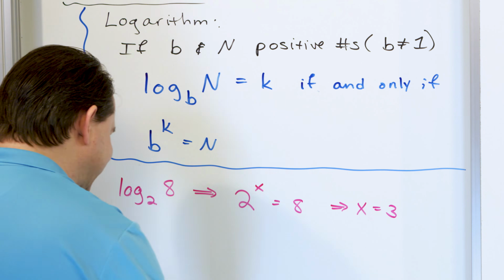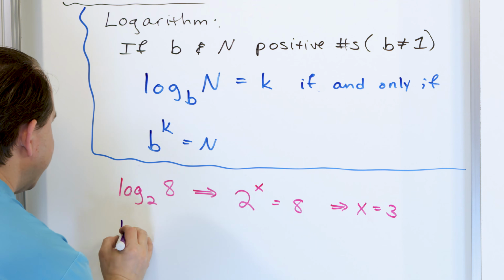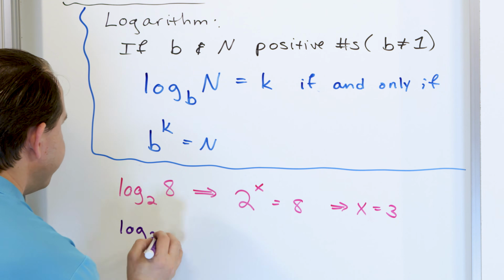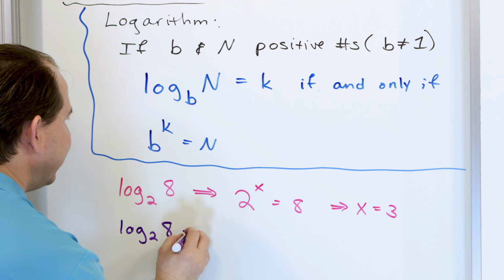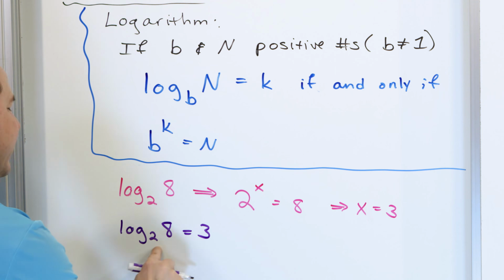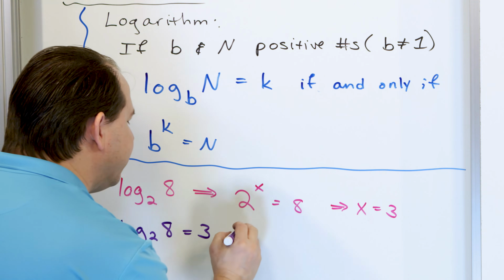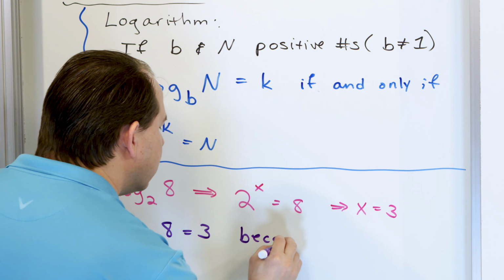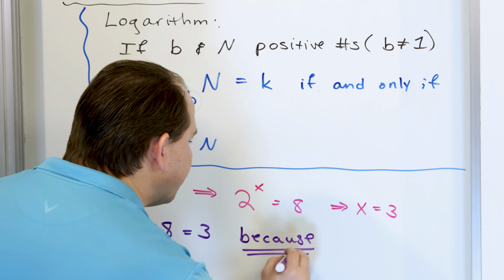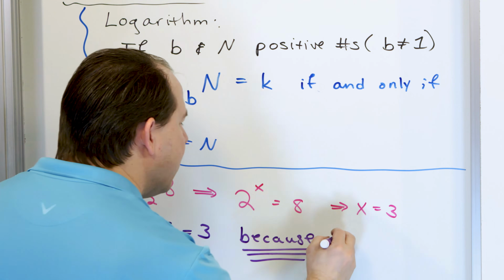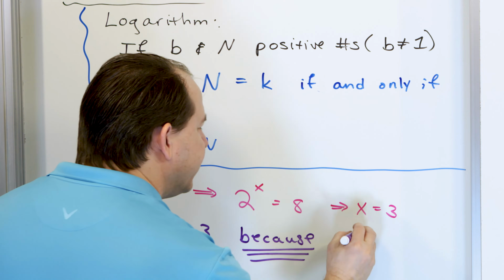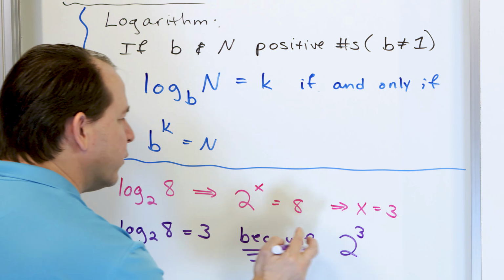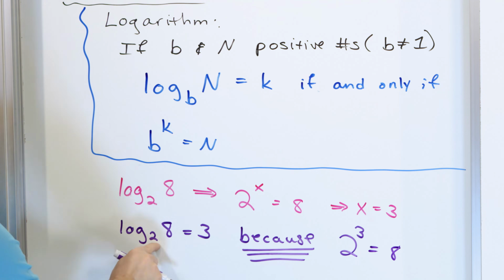So what I've basically said here, and just stay with me, is that the logarithm base 2 of the number 8 is equal to 3. And the reason I know that this thing is equal to 3 is because 2, which is the base, to the power of 3 on the right-hand side of the equal sign equals 8. 2 to the power of 3 is equal to 8.